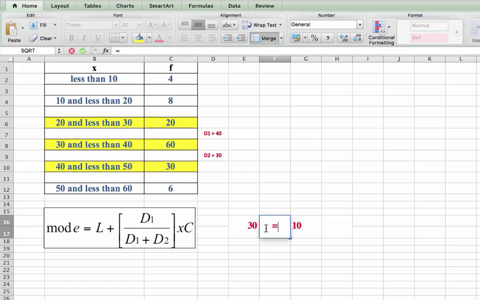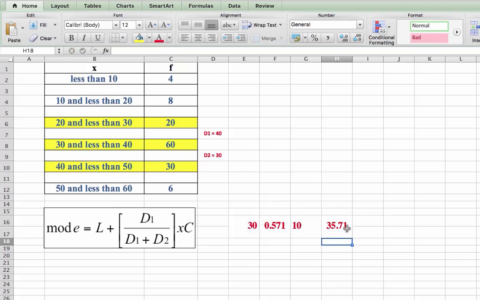So in here, which is a continuation of the formula, D1 of 40 divided by 40 plus 30. And finally, I get my modal frequency equals 30 plus 0.571 multiplied by my class width of 10, and we get an answer of 35.71 for the modal frequency. And notice the answer lies within the 30 and 40 that we highlighted earlier on.